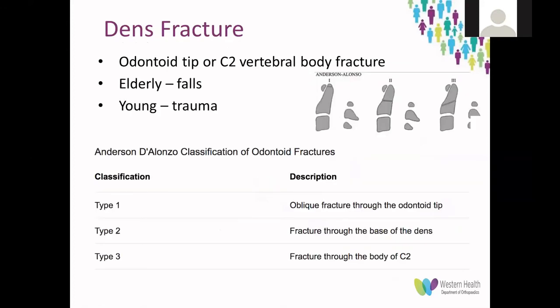Dens fracture specifically is an odontoid tip or C2 vertebral body fracture. Patterns to look out for with presentation in the emergency department are young high energy trauma or elderly with even just standing falls. The classification system for this is the Anderson-D'Alonzo classification. Type 1, which you can see in the diagrams, is an oblique fracture through the odontoid tip, type 2 is a fracture through the base of the dens, and type 3 is a fracture through the body on the far right.